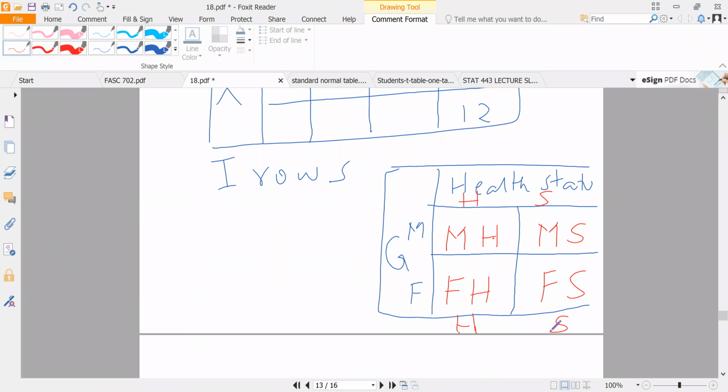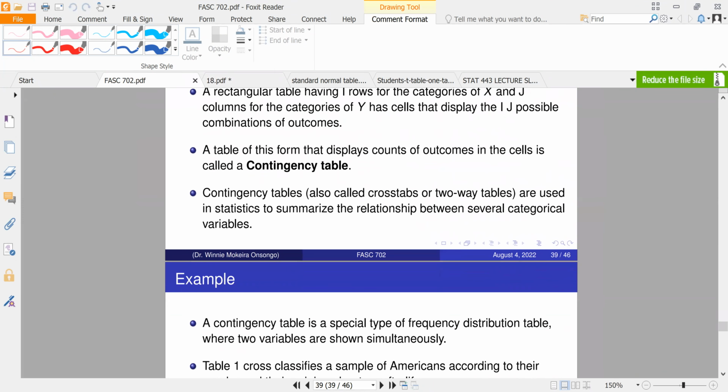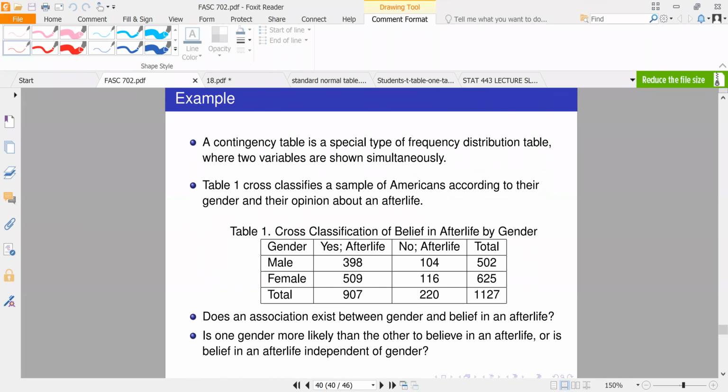Likewise, if you sum this row, you'll get the number of individuals who are males. And for the second one, if you sum the rows, you'll get the number of individuals who are females. So that is a contingency table. And it is very easy to implement when you are having two categorical variables. And even in the data analysis, it's very easy to analyze.